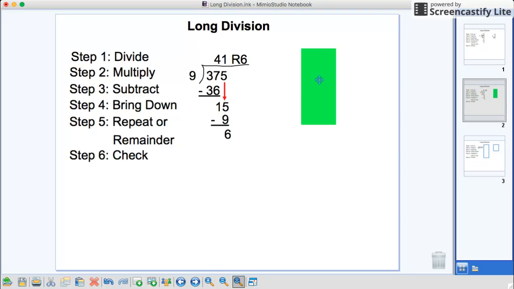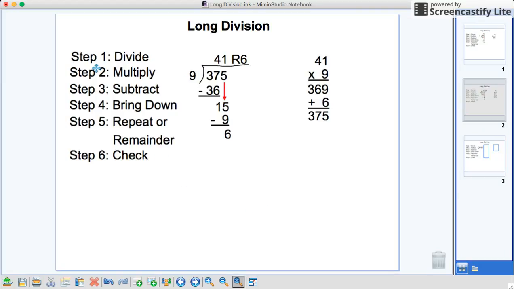Now we need to check the problem. So the first step we need to do is 9 times 1 gives me 9. Then 9 times 4 gives me 36. Well, what do we do with the remainder? We need to add the remainder. 369 plus 6 will give us 375. Pause the video and copy this problem into your notes.